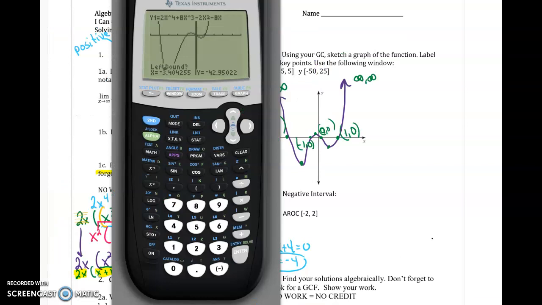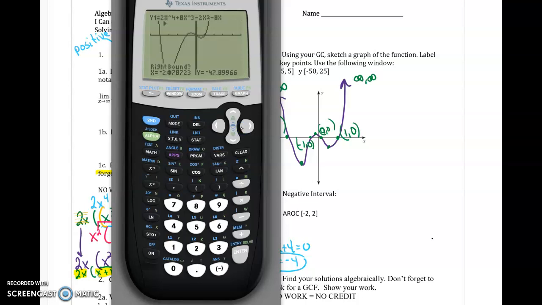All right, so what I want to do is move my cursor, and I realize it's kind of covered up by these numbers and stuff, but get it to where I think the minimum would be. So I'm kind of guessing right there. And then when it says left bound, I'm going to hit the left arrow 2 or 3 times to go to the left, and then hit enter. And then I'm going to hit the right arrow and go back to where I think I was. I think that's the minimum.